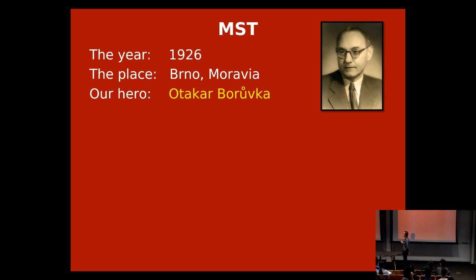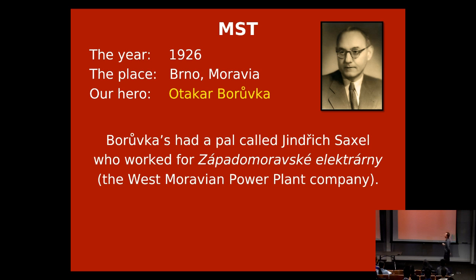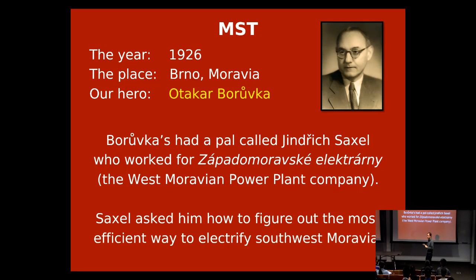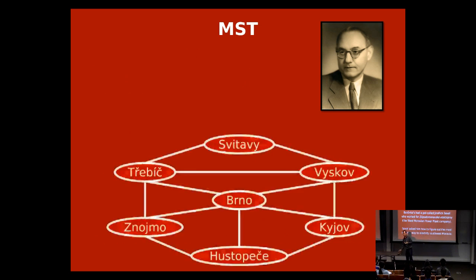He was a mathematician who had just finished his PhD in 1923 and was still doing research in Brno. He had a friend called Saxel who worked for the West Moravian Power Plant Company. They were trying to electrify Moravia, like bring electricity to all the towns, and he asked his mathematician friend what would be the most efficient way to do this.